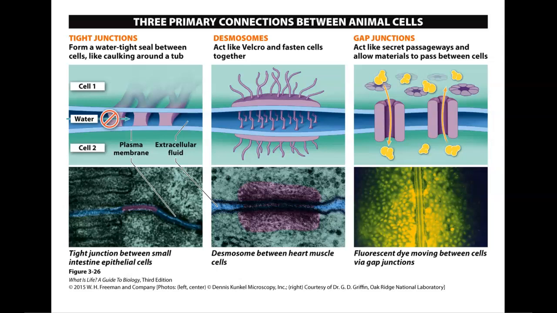So it's kind of like caulking around a tub. It's going to hold them together tightly. They're very strong. You would want to find these in places such as the stomach or the urinary bladder, where you don't want the contents to leak out.